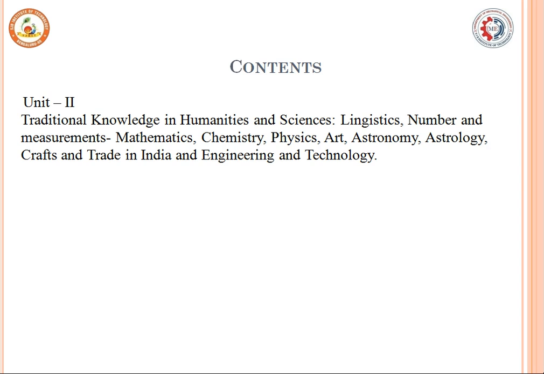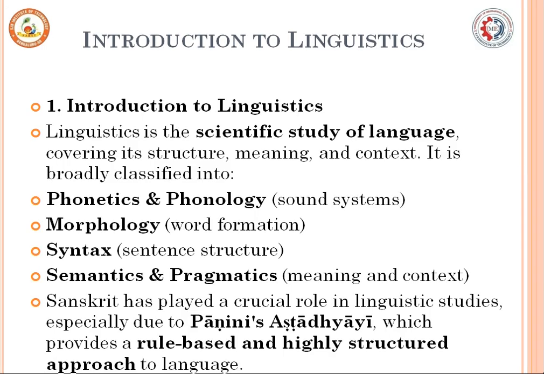So in the second module, we will be discussing the traditional knowledge in humanities and science, linguistics, number and measurement, mathematics. We are going to discuss chemistry, physics, art, astronomy. All these things are discussed in detail. Trade in India, with respect to engineering and technologies, is also discussed. So we'll see what linguistic aspect is covered in the second module.